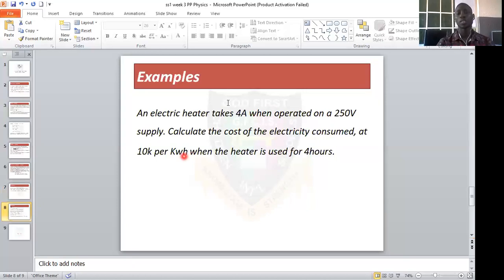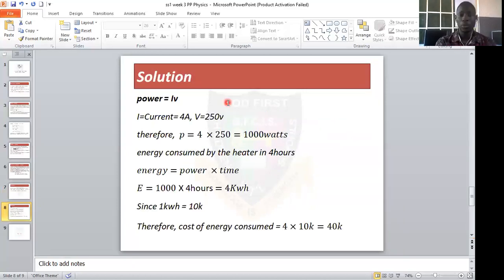So this is it. Solution. From the formula, P equals IV, and we're given a current of 4 ampere, and V equals 250. Therefore, P equals 4 times 250, which is 1000 watts. This is 1 kilowatt already. I told you 1000 watts is 1 kilowatt. Let's just go through the expression again.